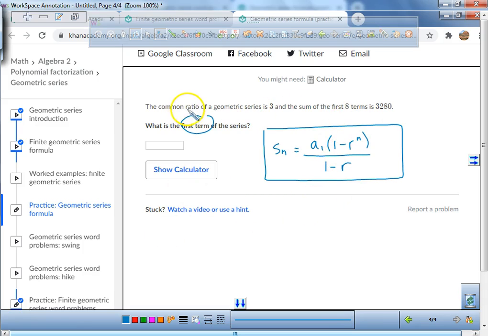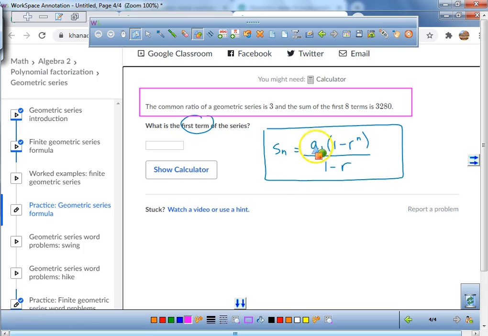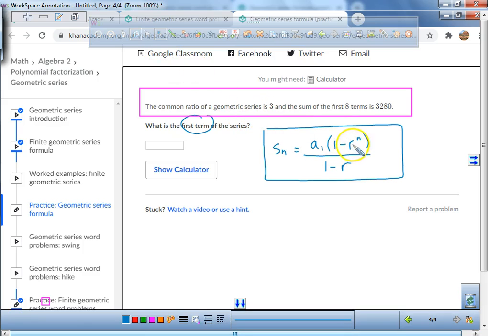I want you guys to write the common ratio. All I want you guys to write down in your journals is this right here. And I want you to write this formula down to make sure you know how to solve for the first term. So please write that down. The common ratio of a geometric series is 3, so I'm going to put a 3 right here. The sum of the first 8 terms is 3,280. So I'm going to put that right here.